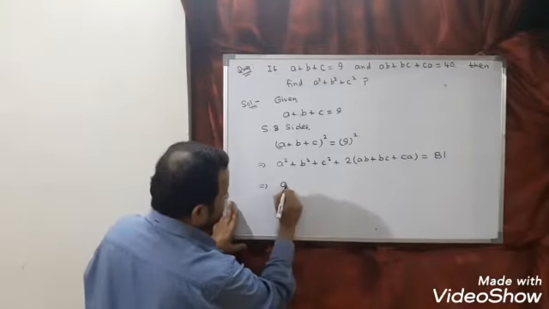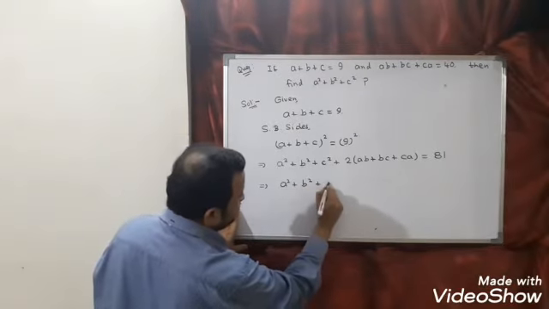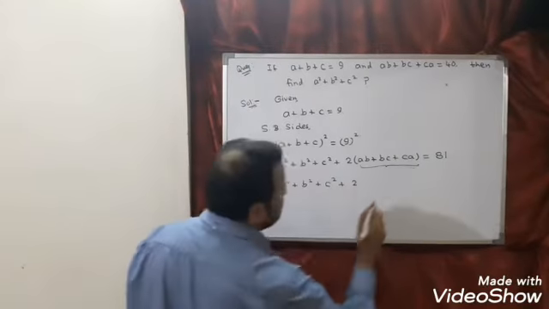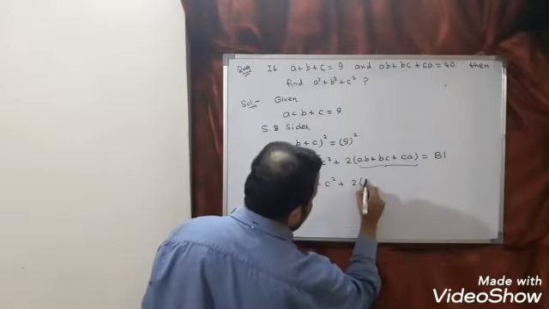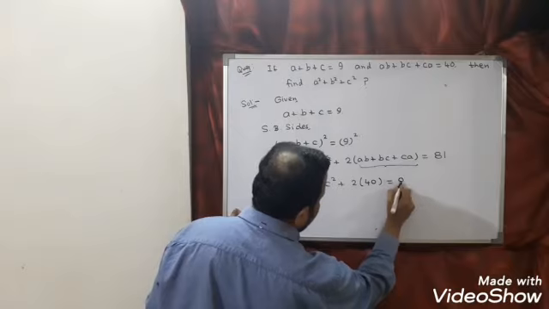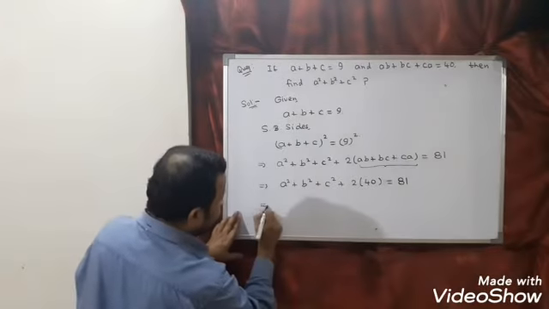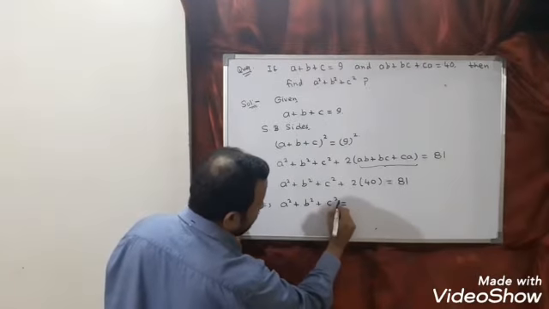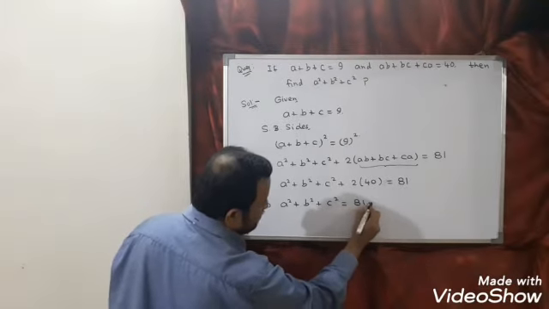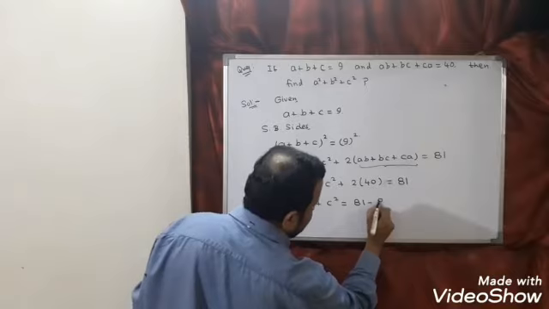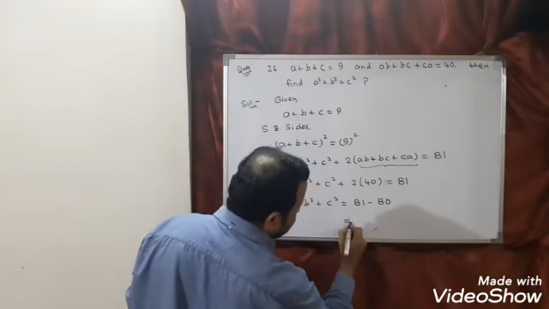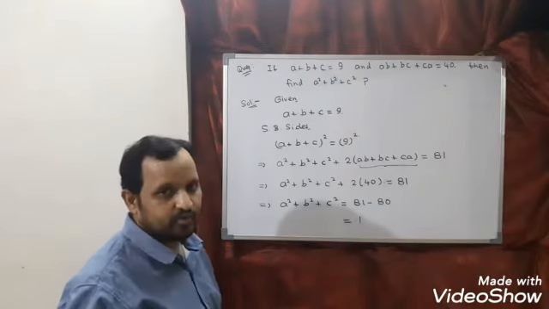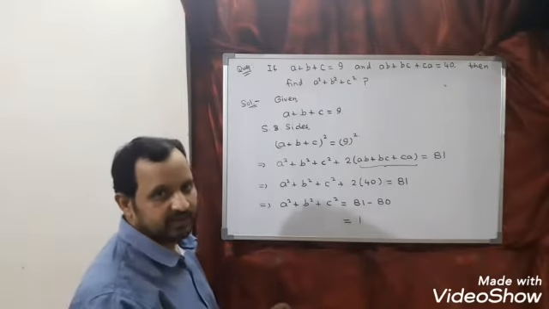Or we can write this as a square plus b square plus c square plus 2 into, what is the ab plus bc plus ca value? It is given to be 40. So 2 into 40 is equal to 81. Finally, a square plus b square plus c square is equal to 81 minus 2 into 40, which is 80. So the answer of this question is 1. You just have to identify the appropriate algebraic identity. Let us see the next question.